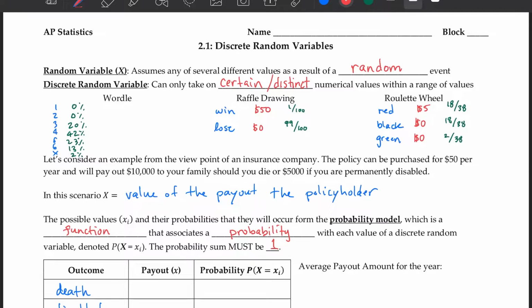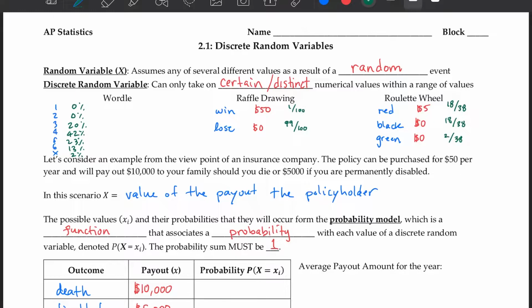So let's take a look at this example here. So we have these 3 outcomes here: death, disabled, or no change at all. So if somebody dies, then the policy says it pays out $10,000. If they become permanently disabled in that year, then it is $5,000. But if there's no change to any of that, there's no payouts. They will not give you just a couple of bucks for just staying alive. They give you nothing.